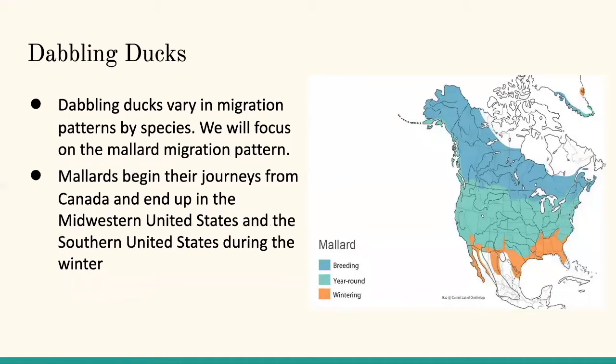Dabbling ducks vary in migration patterns by species. We will focus on the mallard migration pattern. Mallards begin their journeys from Canada and end up in the Midwestern United States and the Southern United States during the winter. A picture to the right is a map of North America. We can see that dabbling ducks breed in the northern part, mostly Canada and the northern states, year-round. And with fair weather, they live in middle America. And as it gets colder in our hemisphere, the ducks complete their migration going south where it is much warmer.